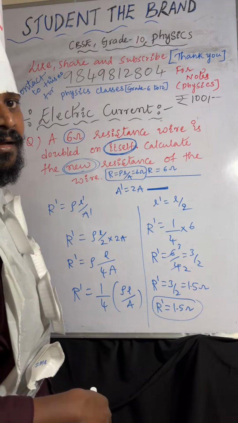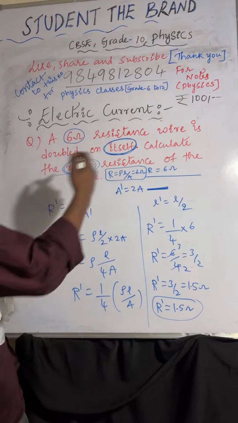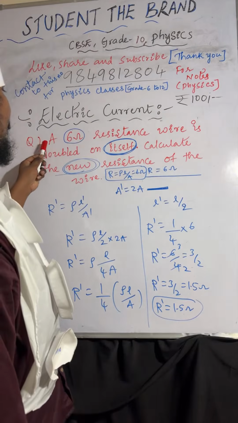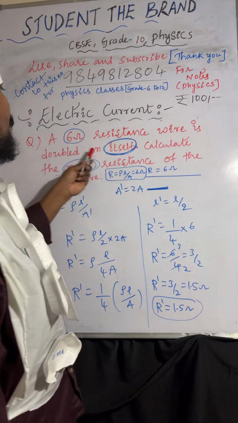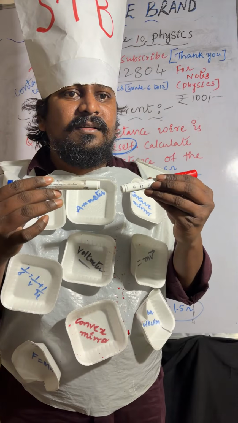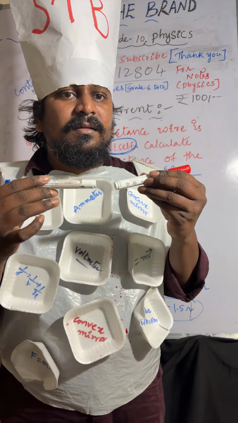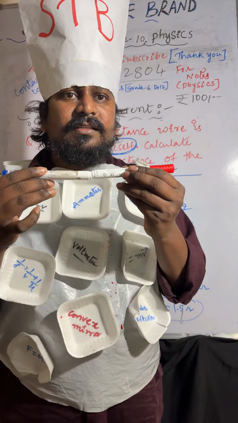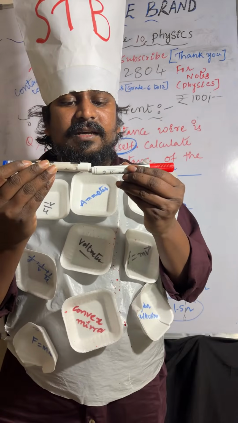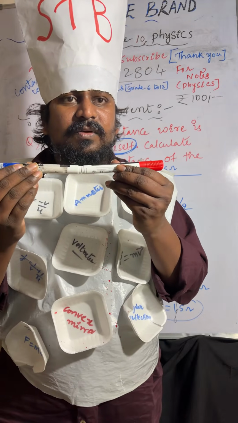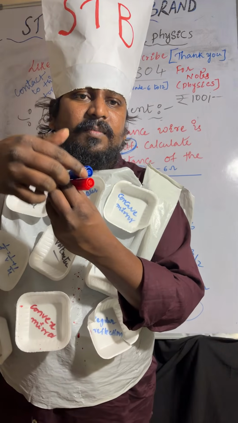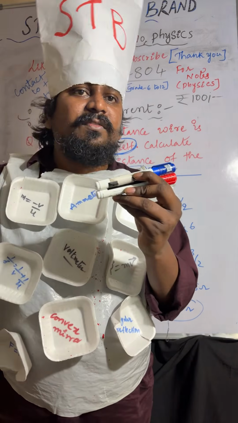Okay. Understood or not? Once again check here. Very simple, very easy. A 6 ohm resistance wire is doubled on itself. Doubled on itself means you can check here. You can see it is doubled on itself like this. This is the wire. When it is doubled on itself, it is like this. So the area is exactly doubled and the length is halved.